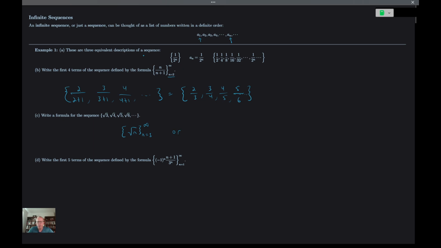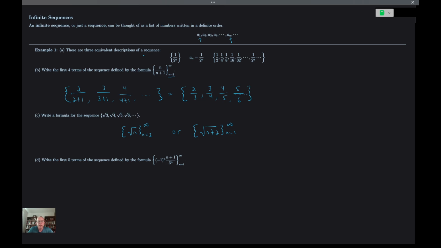The other way we could do this, if you prefer to start with 1, we could write the square root of n plus 2, and then start at n equals 1 and go up to infinity. So either way is fine, but just remember, you do not have to start with n equals 1 if it's easier not to. And sometimes it's easier not to. Just depends on the sequence that you have. All right, and then this one, write the first 5 terms of the sequence defined by this formula.